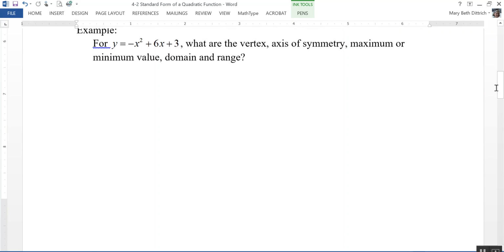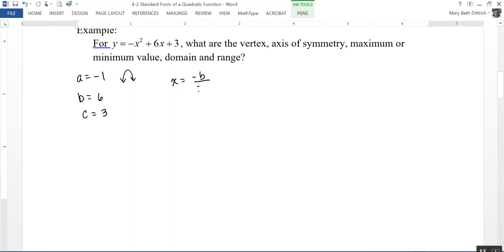For the function y equals negative x squared plus 6x plus 3, what are the vertex, the axis of symmetry, the maximum or minimum value, and the domain and range? Looking at this, a is equal to negative 1, so my parabola is going to open downward. b is equal to 6, and c is equal to 3. So I need to find my vertex.